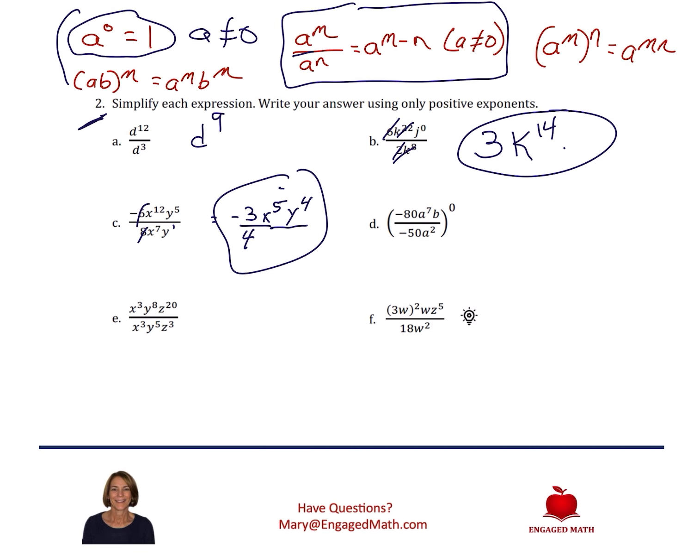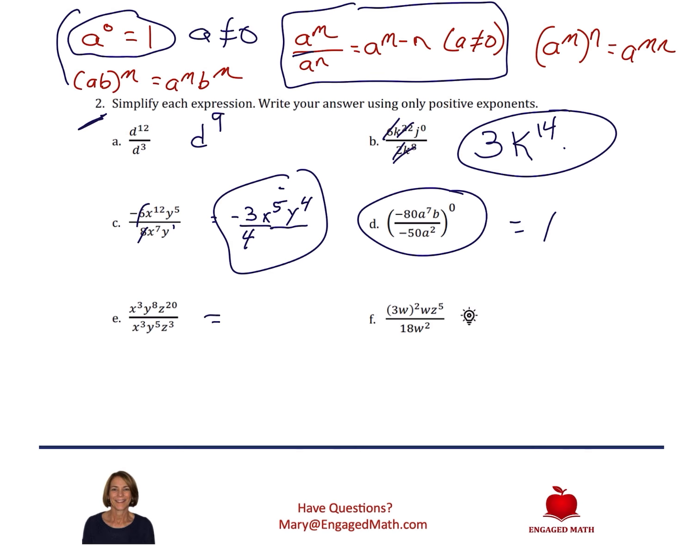Okay, now let's look at the next one. And oh, wait a second. We could do this problem in about 1/10 of a second. Why? The reason is because anything to the 0 power is 1. We're done. That whole quantity is to the 0 power. We know it's equal to 1.